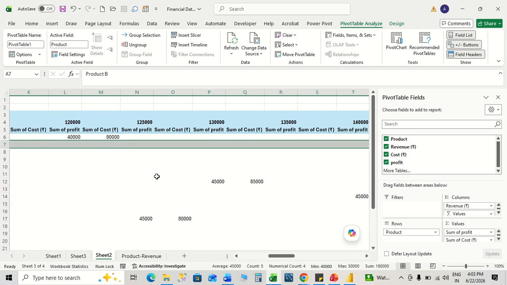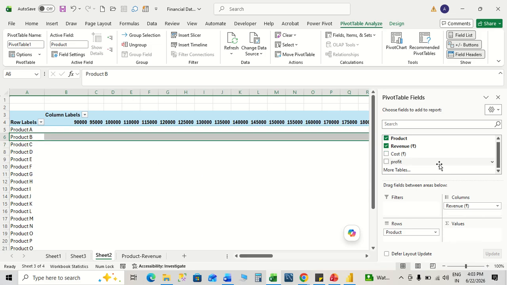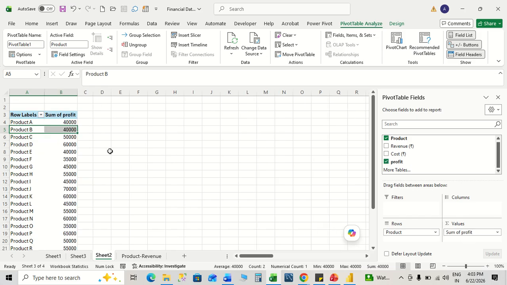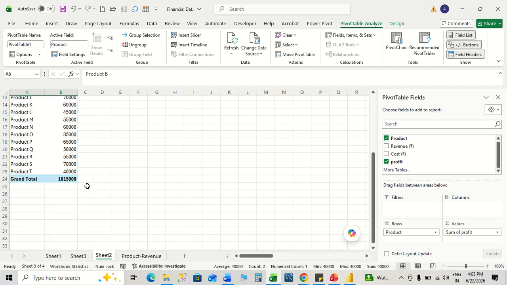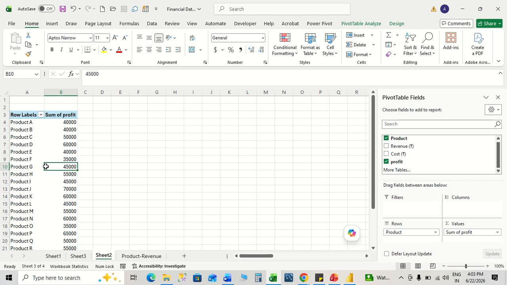Create reports on this, or if I just throw it back, revenue into this, profit here. So this is the profit report according to the product. Okay, and this is the grand total of profit. Okay, so on the pivot table we can analyze the data, we can create reports, we can filter the data, visualize, analyze the data, and then create charts.